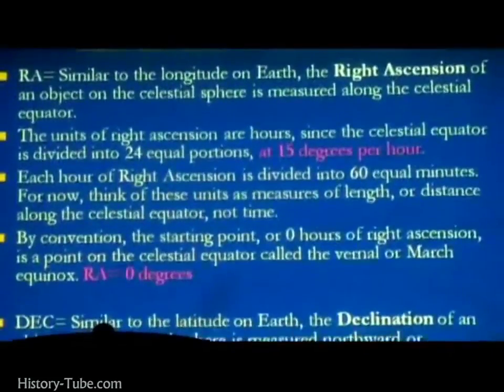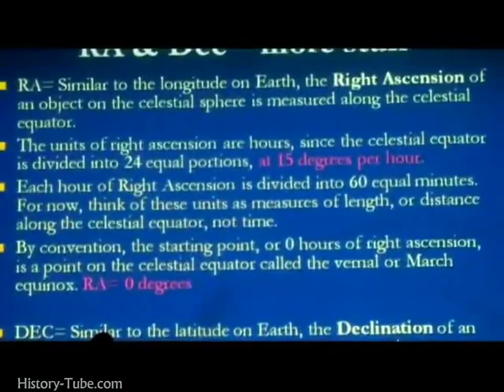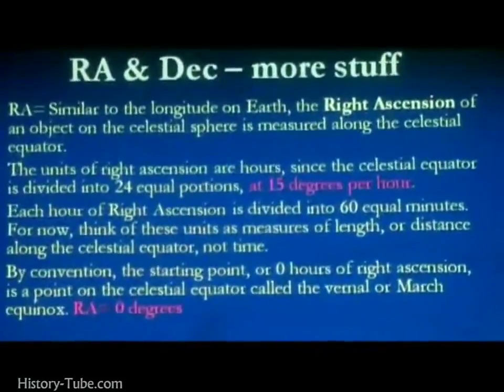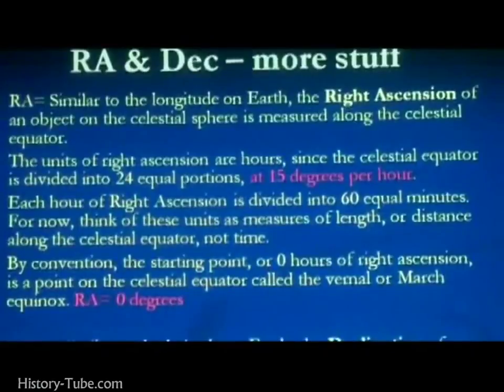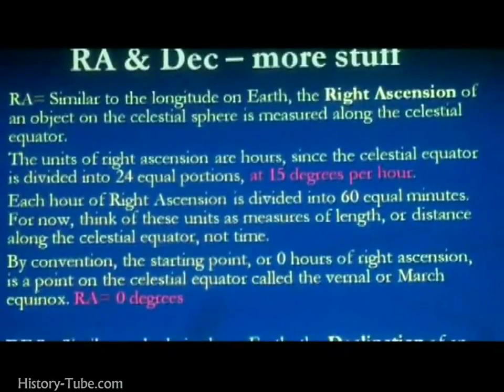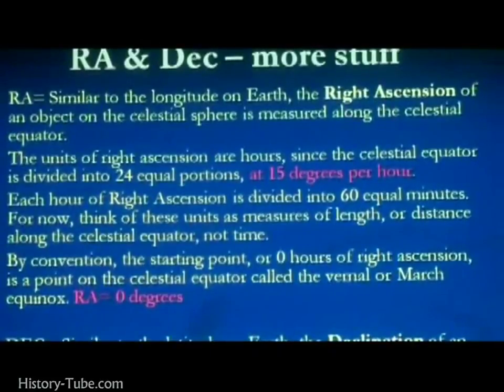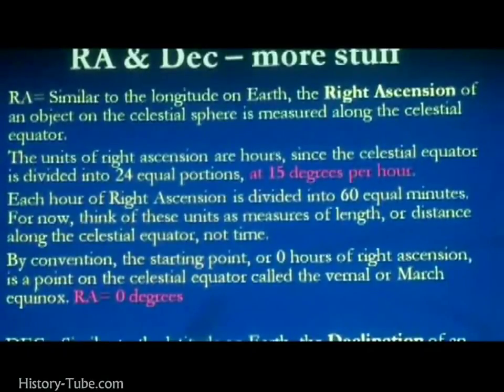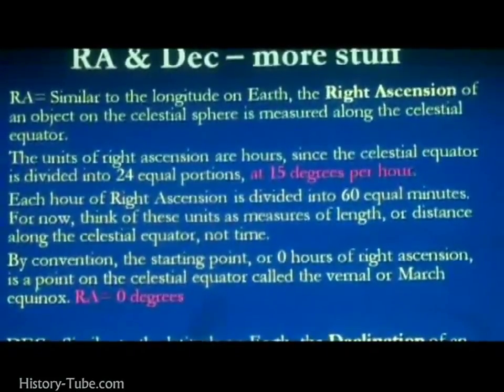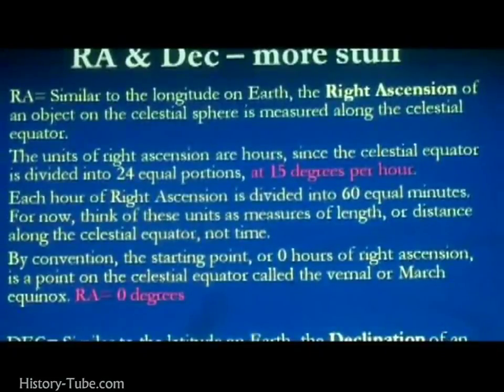Okay, so I know this sounds a little bit confusing, but we're going to make it very simple. Right ascension is similar to the longitude on the Earth. The right ascension of an object on the celestial sphere is measured along the celestial equator. So think about longitude. Longitude lines run north and south on the Earth. So if you were to look at the sky and divide it up, right ascension is going to be those pie slices of the sky that line up with longitude. But unlike longitude, we're going to talk about those in terms of hours and minutes. So a complete arc, 360 degrees, is going to be divided up into 24 hours.